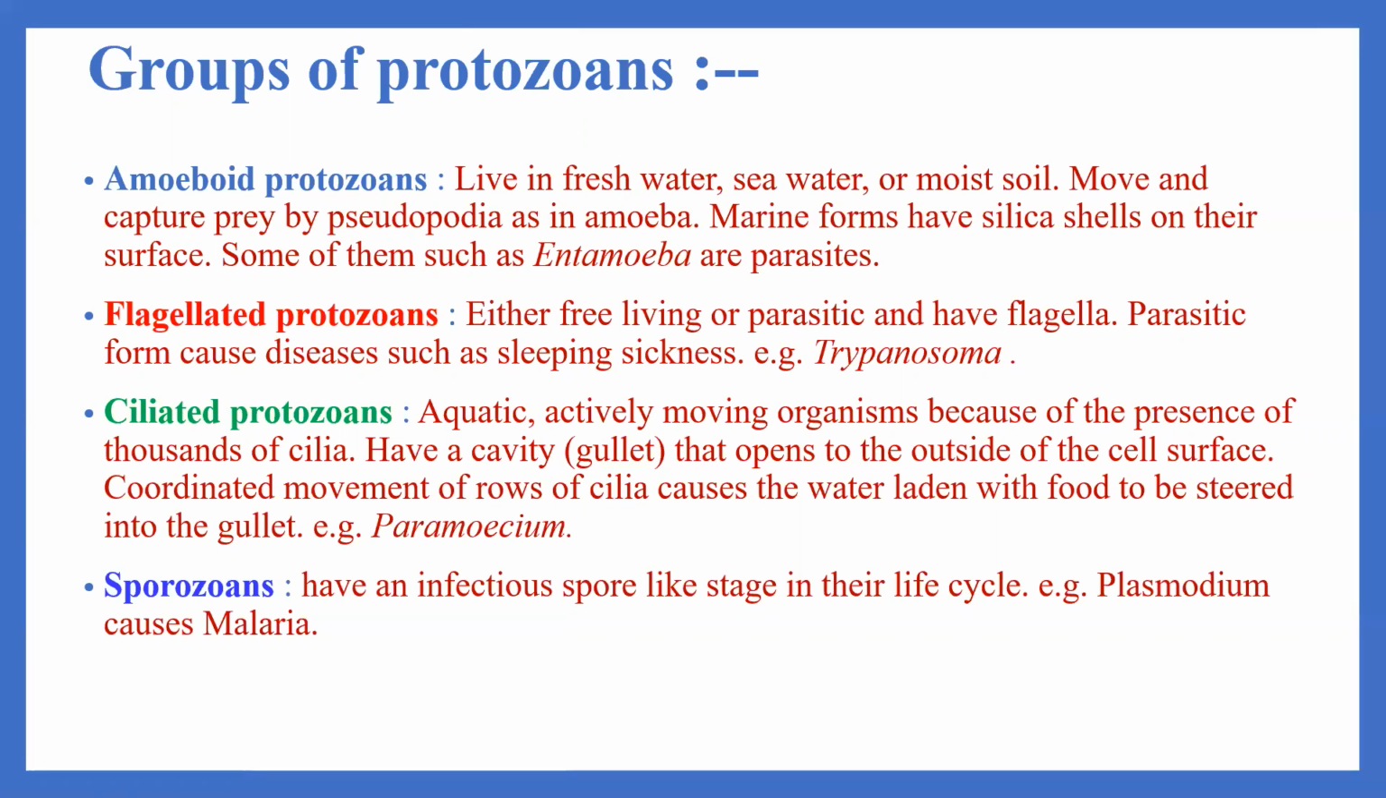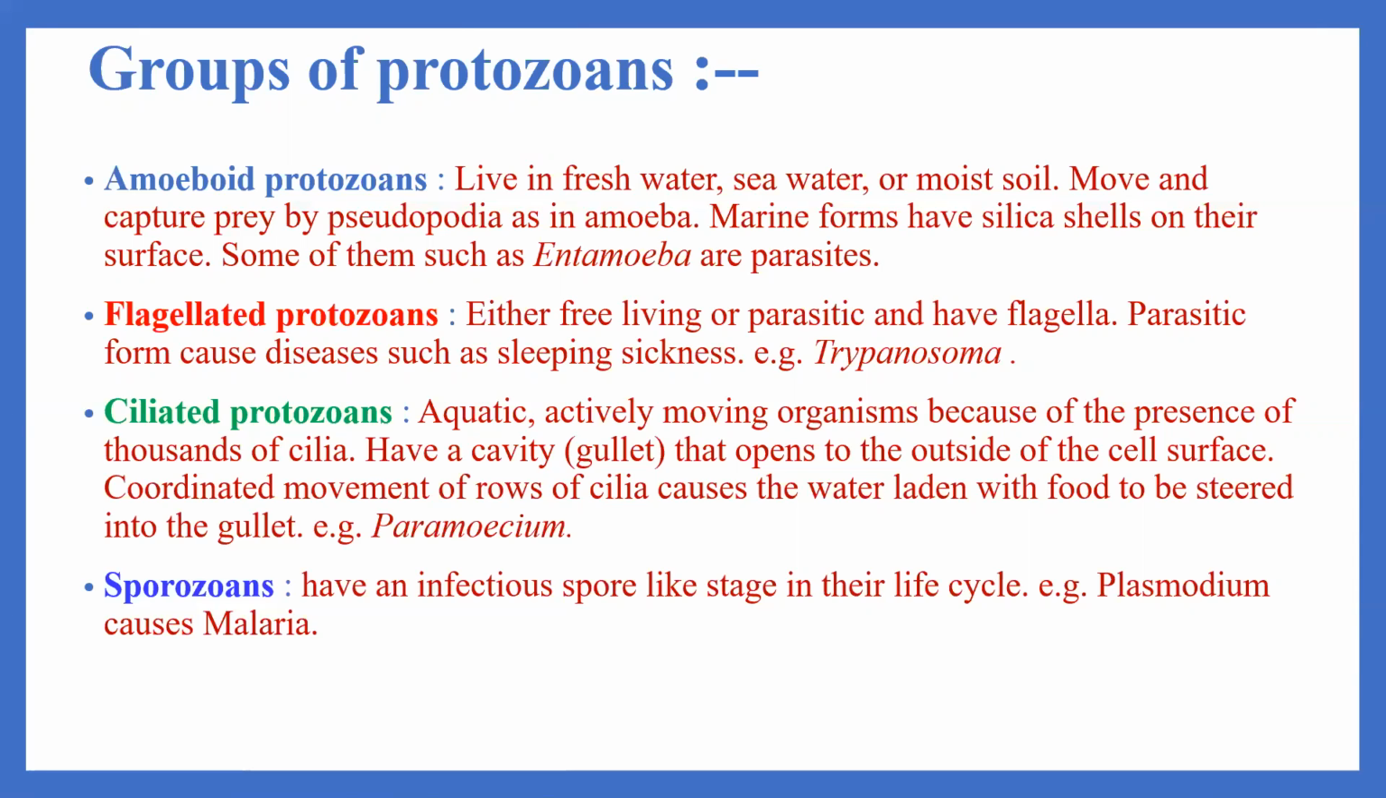Flagellated protozoans are either free-living or parasitic, and have flagella. Parasitic forms cause diseases such as sleeping sickness, like Trypanosoma. Ciliated protozoans are aquatic, actively moving organisms because of the presence of thousands of cilia and have a cavity or gullet that opens to the outside of the cell surface. Coordinated movement of rows of cilia causes the water laden with food to be steered into the gullet. An example is Paramecium.